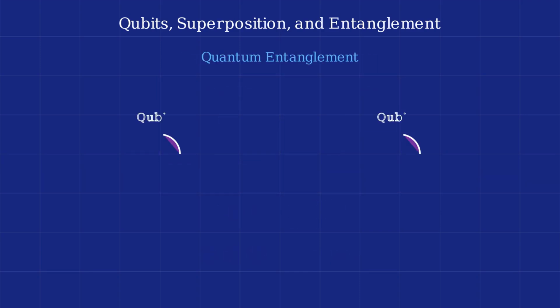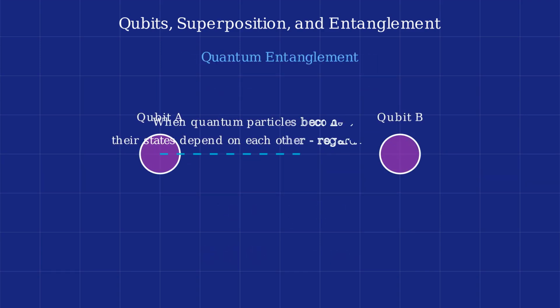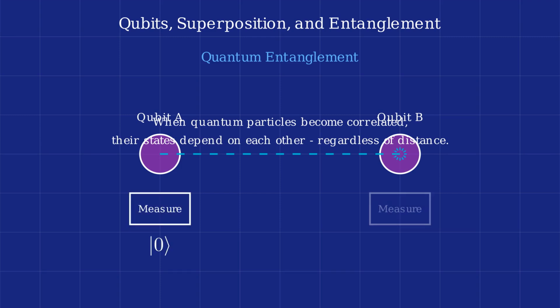Entanglement is another powerful quantum phenomenon, where qubits become correlated in such a way that the state of one instantly influences the other, regardless of the distance between them. When we measure one entangled qubit, we instantly know the state of the other. If we measure qubit A as 0, qubit B must be 1, and vice versa.